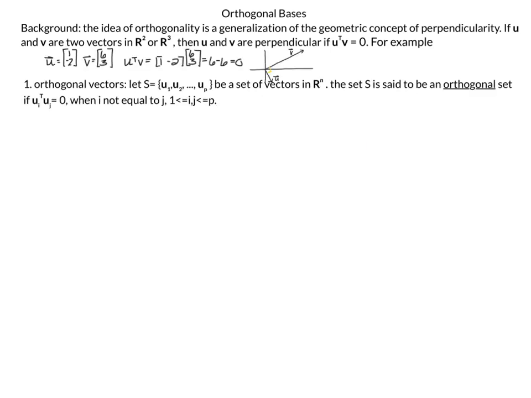And we're going to extend this idea to orthogonal vectors. If we have a set of vectors u1, u2, up to up, in Rn, the set is said to be an orthogonal set if ui transpose uj is equal to 0 when i does not equal j. So when these two vectors are not the same vector, their dot product is equal to 0.